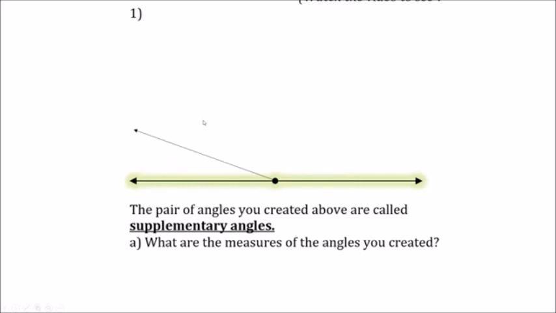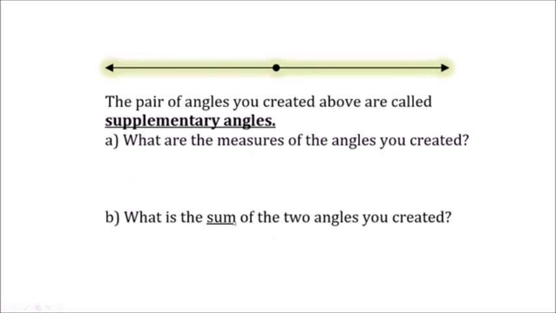Once you've drawn your line, wherever it may be, you need to take your protractor, measure this angle, and then measure the other angle on this side. Then write down the measures of the angles you created on the worksheet. And then answer what is the sum of the angles you created. Working with your partner, you might have different angle measures, but the sum should still be the same.